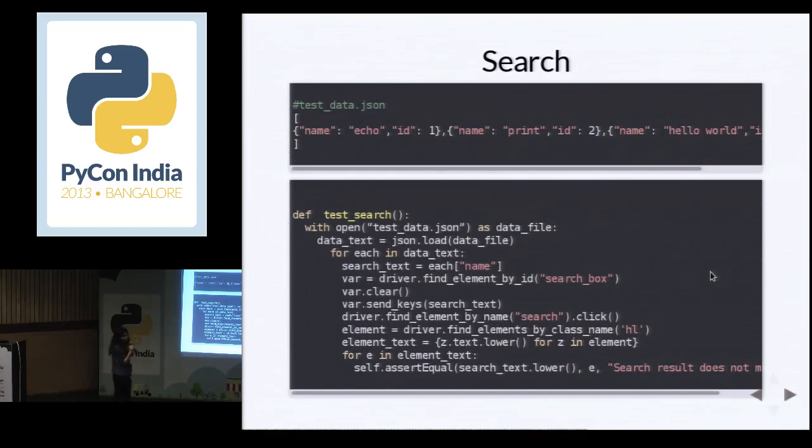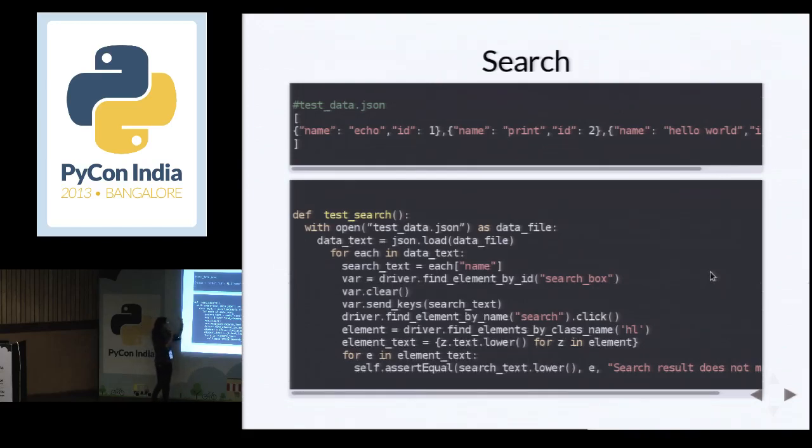Okay, let's start. Firstly, I'll load my JSON data file. I'll hold each element in an array and loop through that array. This is the keyword search_text, which contains all my test data one by one. Now I'll find my search box, that is, where I need to feed this data, and I find it using find element by ID.